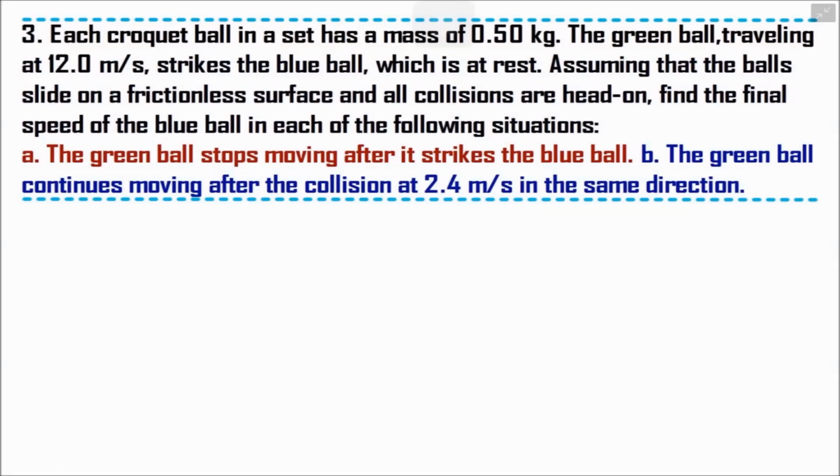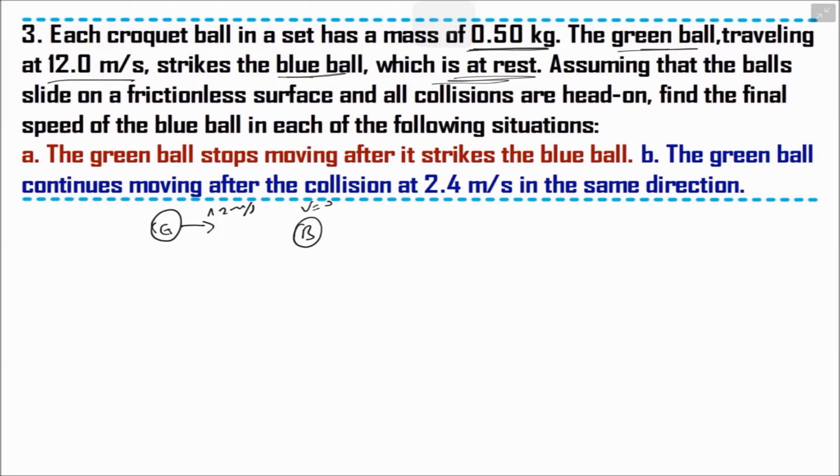Hello, welcome everyone. In this question it says each cricket ball in a set has a mass of 0.5 kilograms. So each one is 0.5. The green ball traveling 12 meters per second strikes the blue ball, which is at rest. So the green one is moving 12 meters per second and it strikes the blue one, which is at rest.